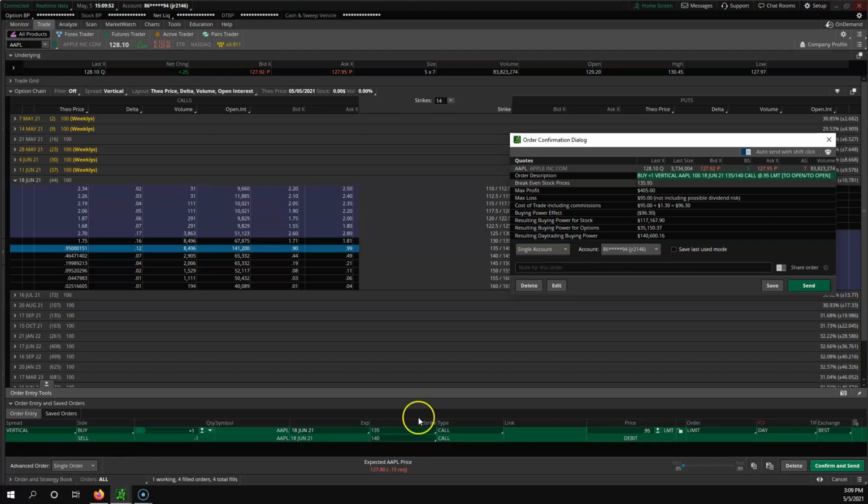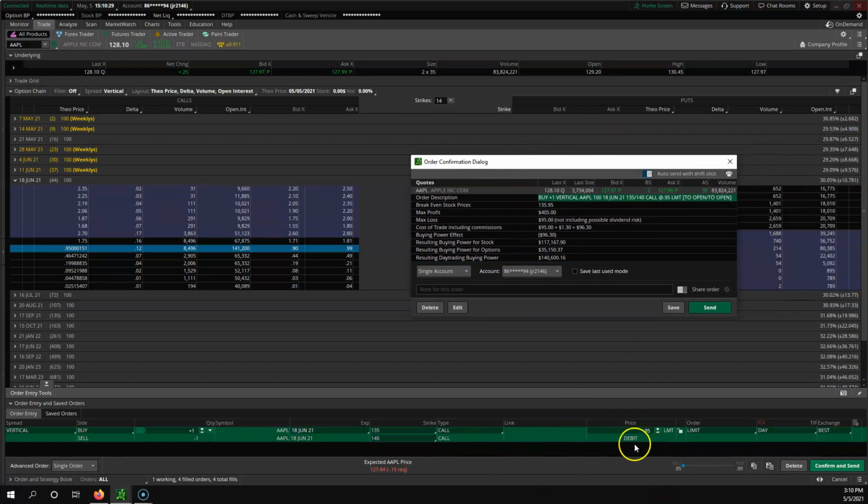So 135.95, and then our max profit would be 405. How did we get 405? Well, it's a 5-point wide spread. Subtract 95 cents, what we pay, the premium that we're paying for this. Okay. And that gives us a total of $4.05 worth of maximum profit. Now, we would need price to be above 140 come expiration to realize the full max profit.